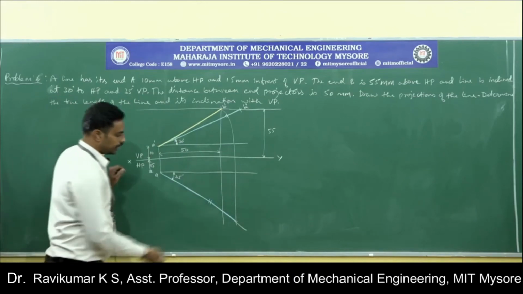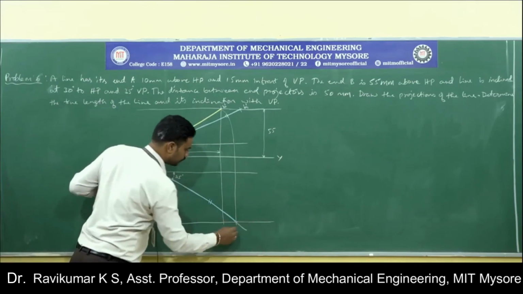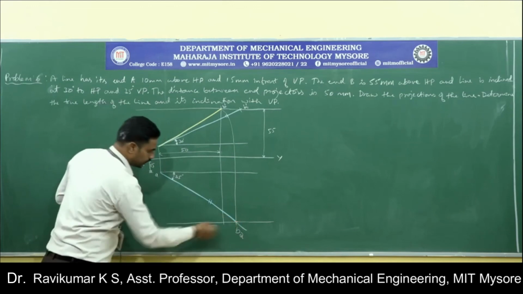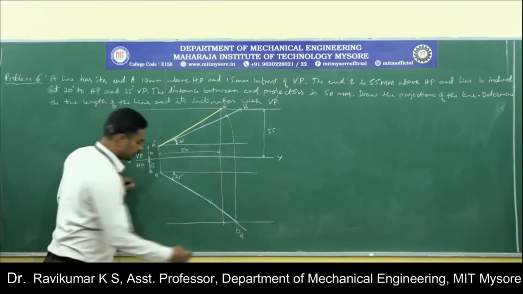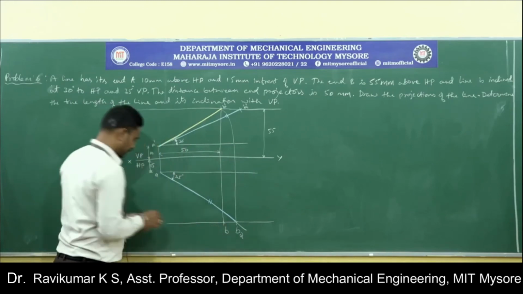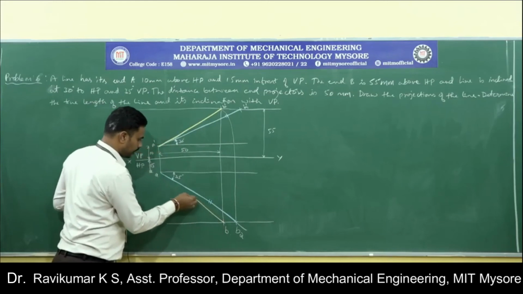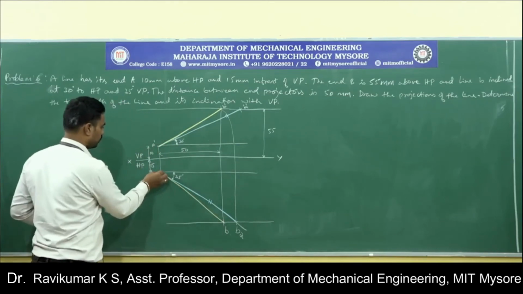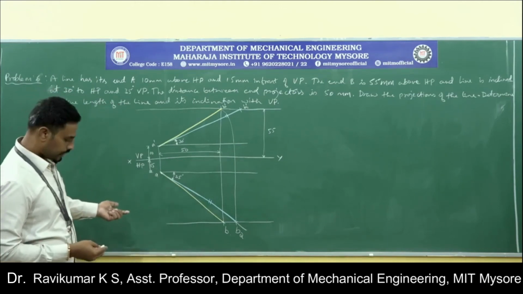Once you get this point, just draw a locus from this point. So this point will be B2. Wherever this locus and the distance between end projector line meet, that will be the point B. If you join A and B, that will be the apparent length. So this is the apparent length. Okay, this is how we need to solve the problem.